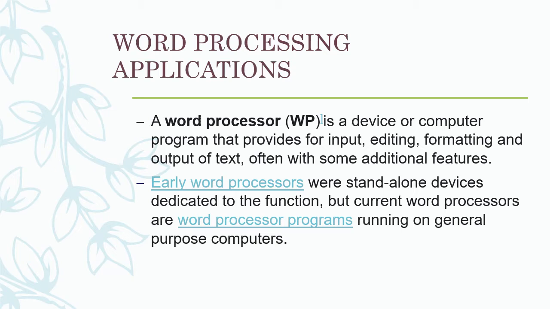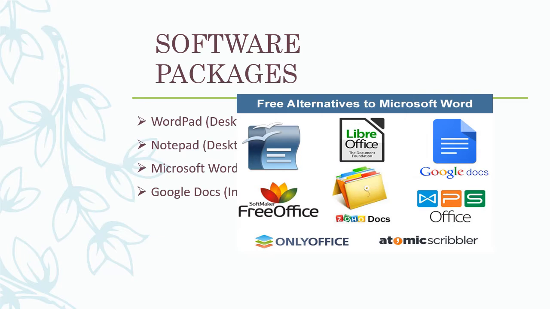But nowadays the word processing software usually runs on general purpose computers. What are general purpose computers? We can use them for many purposes. Not only for creating Word documents, we are downloading, browsing the internet, chatting, and making video calls. So these are different kinds of purposes. The word processors we use nowadays run on general purpose computers.